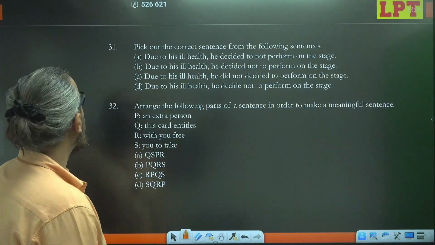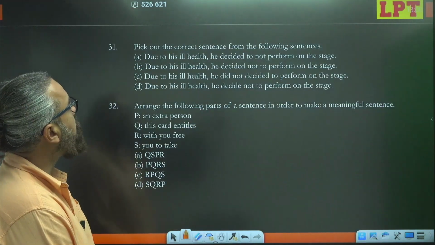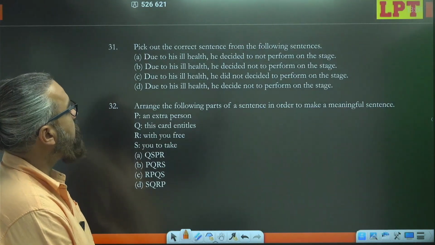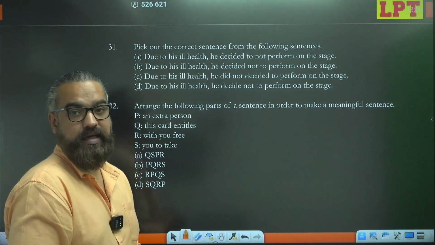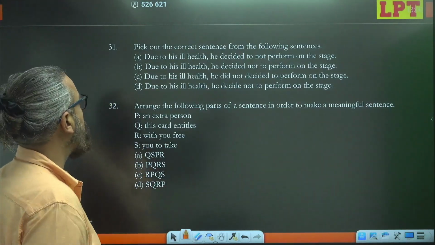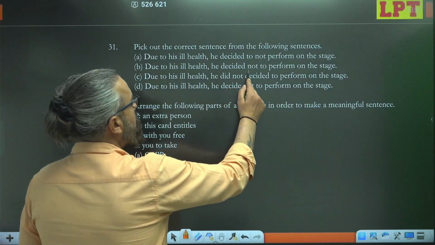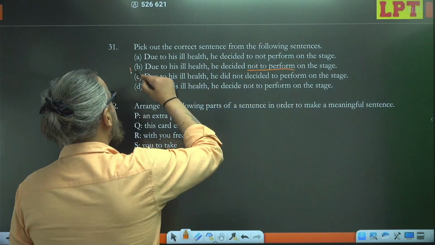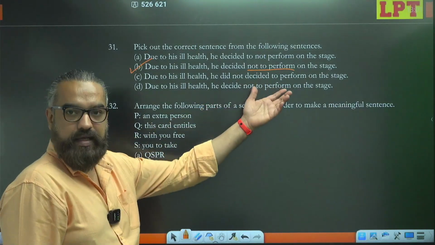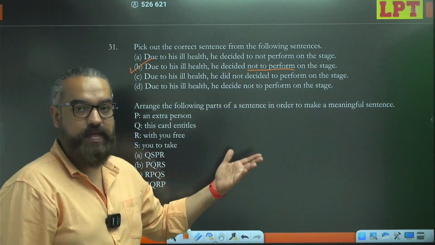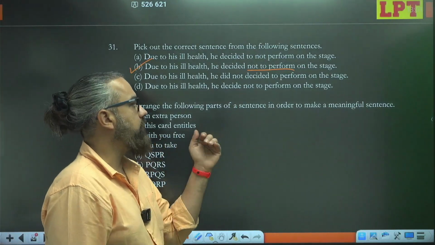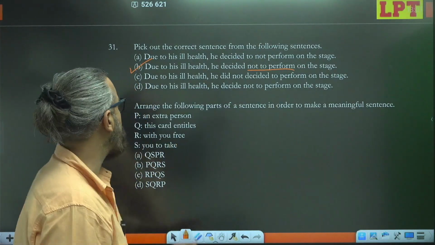Move ahead. 31st question says, pick out the correct sentence from the following sentences. Due to his ill health, he decided to not perform. That's incorrect. Decided not to perform on stage is better. Due to his ill health, he decided not to perform on the stage. Yes, B is the best answer. He did not decided. Again, there is a did and there is decided, which makes no sense. He decide makes also no sense.